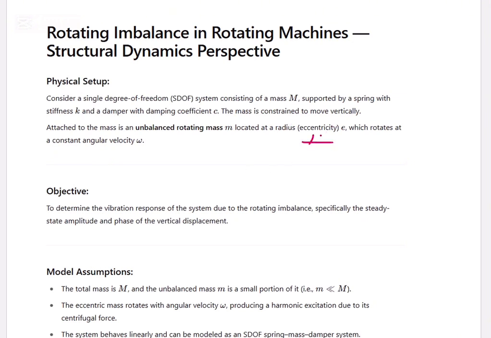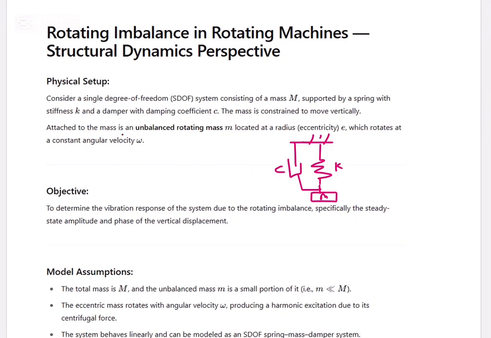Assume something like this, with a spring and a mass and a dashpot, connected to the system. This is the damping coefficient, this is the stiffness value, and this is the mass. It's constrained to move up and down only.